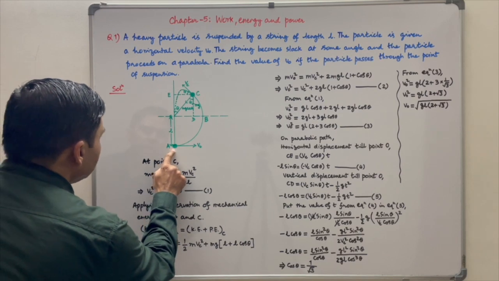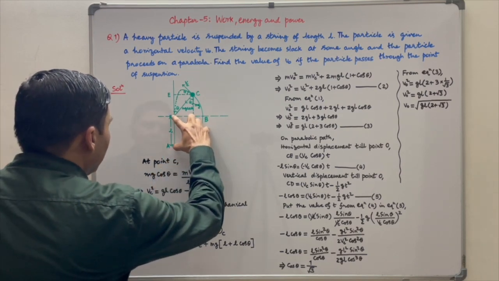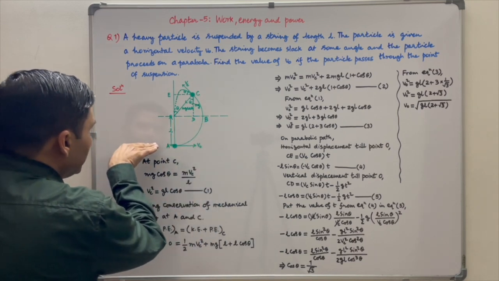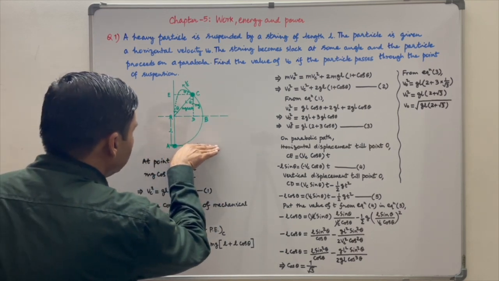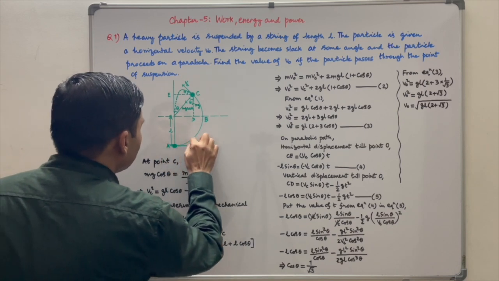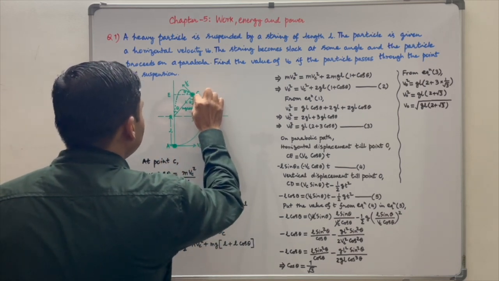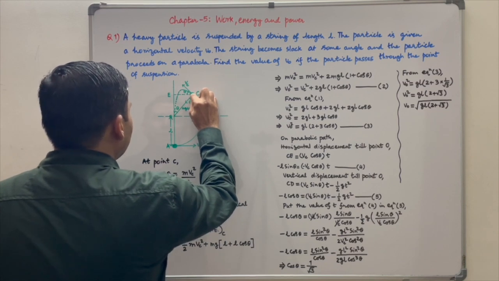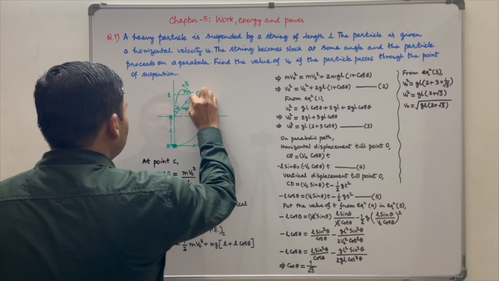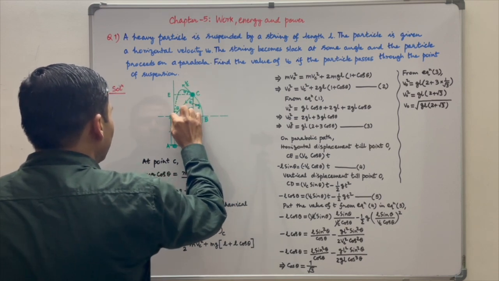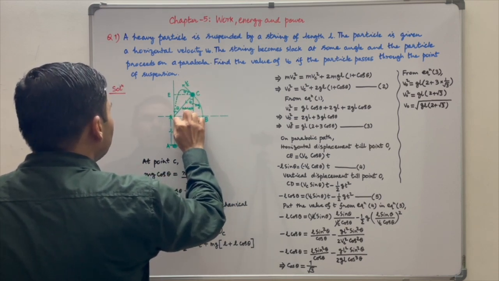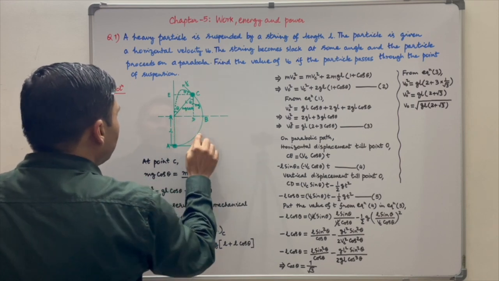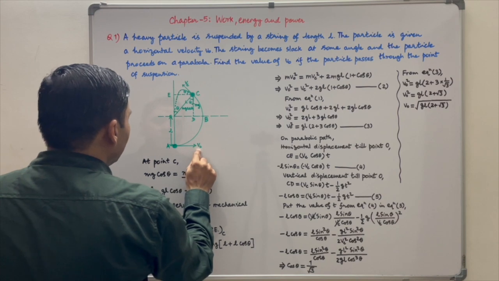Suppose a particle is suspended by a string of length L. O is the point of suspension. Particle is given a horizontal velocity v0 so that it starts traveling on this circular path till point C. At C, the string slacks and particle leaves the circular path and starts traveling on this parabolic path. It is given that particle passes through point of suspension O. We have to calculate the value of v0.